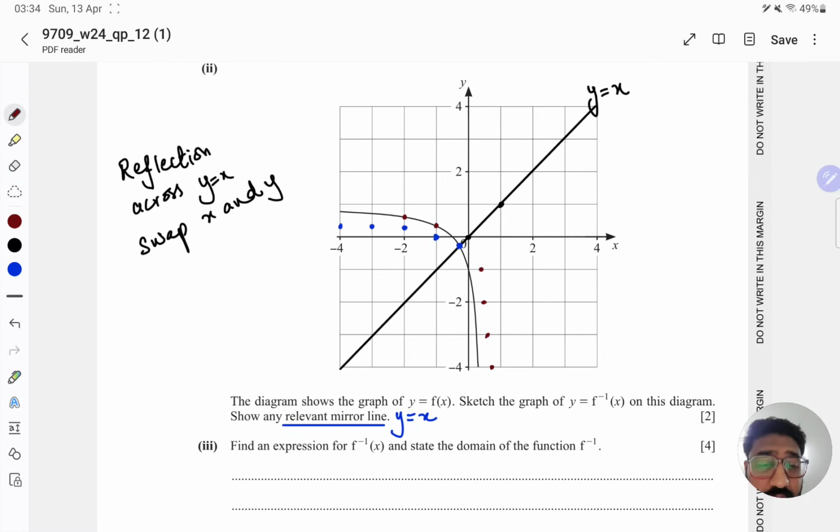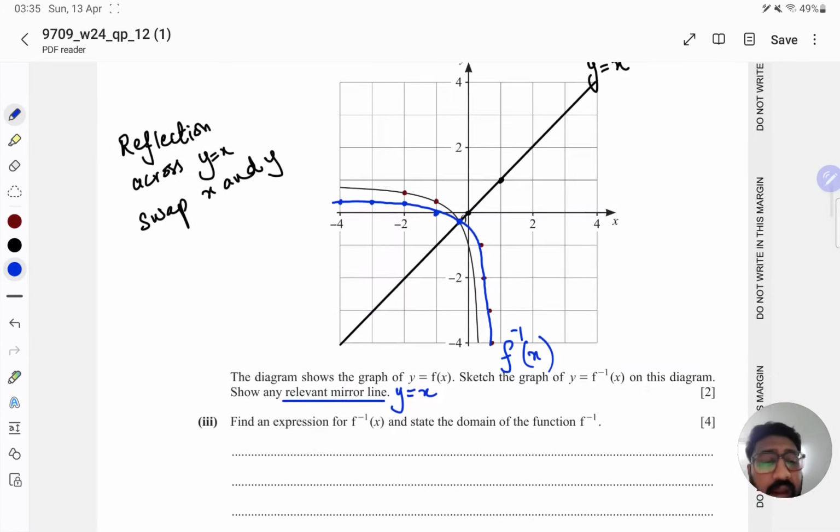A little more closer to the value of 1. So if I join them with the help of a freehand sketch, this is going to be the inverse of the function that was given to us. Sketch for the inverse, so inverse of f of x.